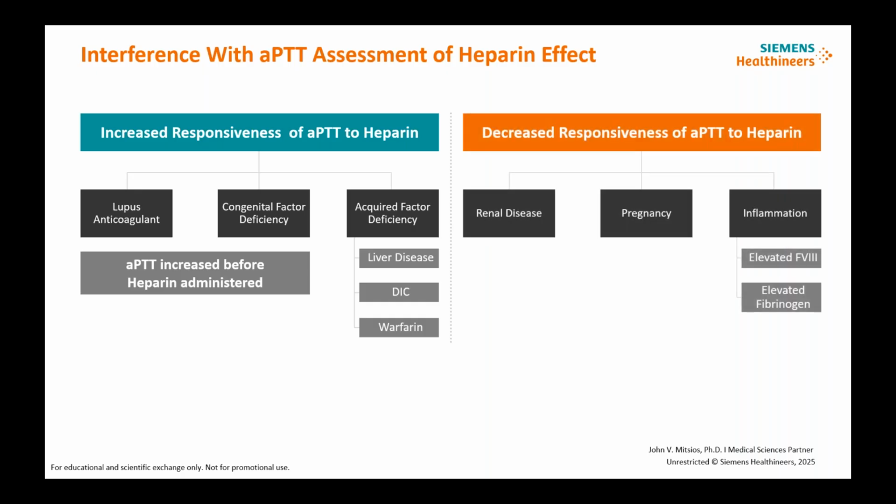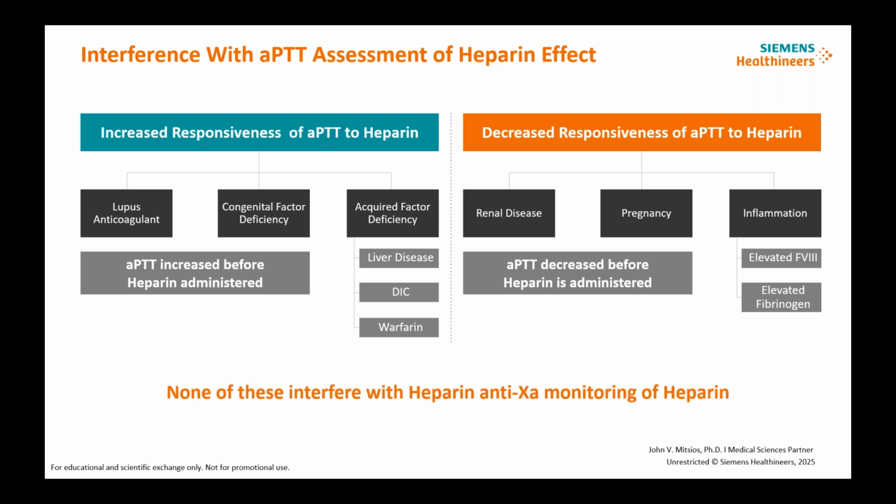There are a number of instances that can have a shortening of a PTT value even before heparin is administered. Those patients would include renal disease patients who have renal dysfunction, pregnancy because of the hyperinflammatory response, as well as patients who have inflammatory conditions, which could potentially lead to a shortened PTT. So you have this shorter PTT before even heparin is administered, therefore altering or perhaps affecting the therapeutic ranges. Whereas the anti-10A assay is not affected by these baseline alterations or baseline differences in the patient's PTT status.